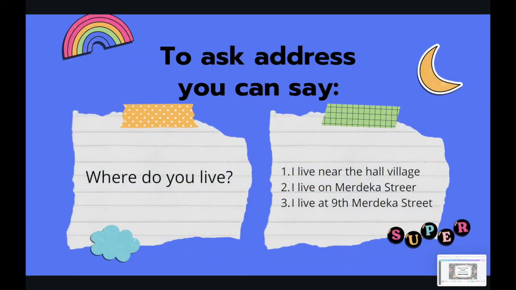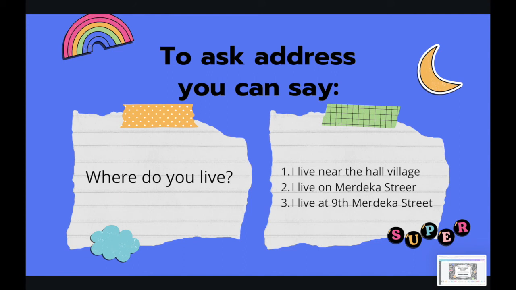Nah, sekarang kita lihat nih. To ask address, you can say, "Where do you live?" Nah, jawabannya bisa, "I live near the whole village." Ya, bisa ngomong dekat mana tinggalnya. Misalkan kalian tinggal sekitaran Transmart Bintaro, bisa bilang, "I live near the Transmart Bintaro." Atau langsung sebut aja nama jalannya. Sorry ini typo ya, harusnya "I live on Merdeka Street." Atau kalian bisa bilang "I live on Emerald Street."